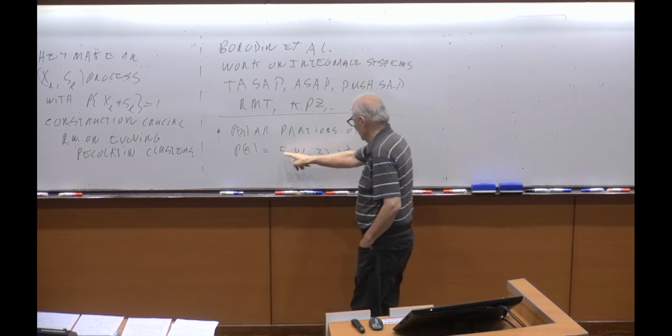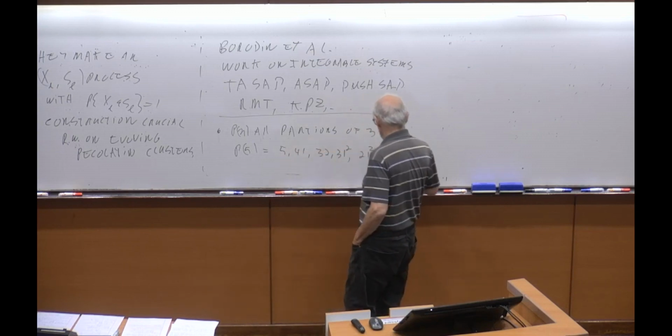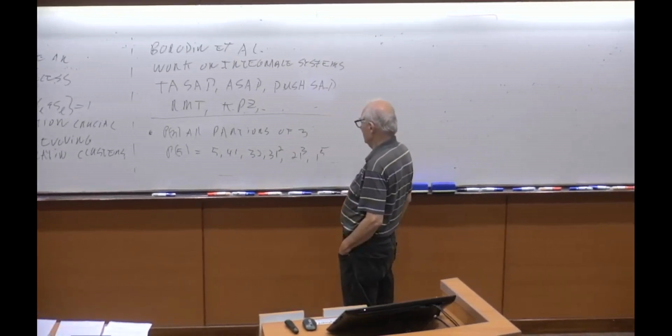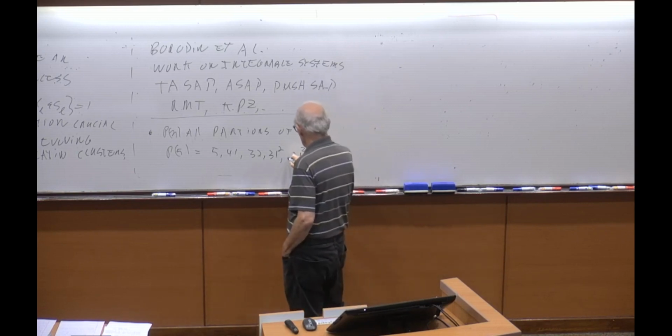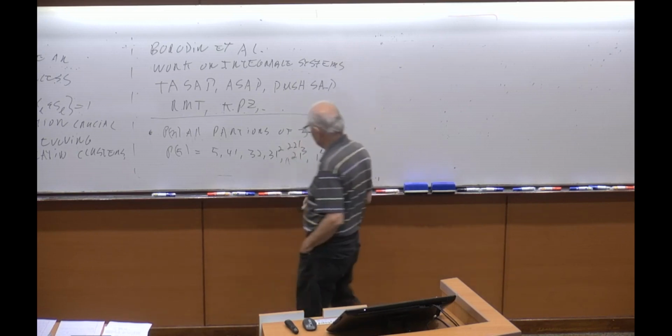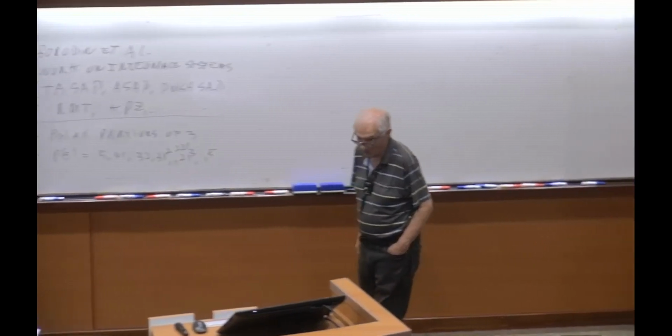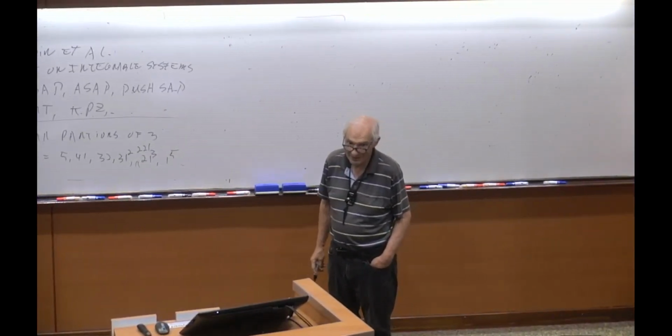So there's 1, 2, 3, 4. Oops, I'm missing one. What am I missing? 3, 2, 2. I should have put it in anyway. Here it comes. 2, 2, 1. There's 7 partitions of 5.